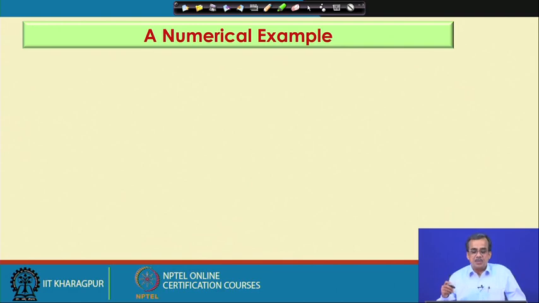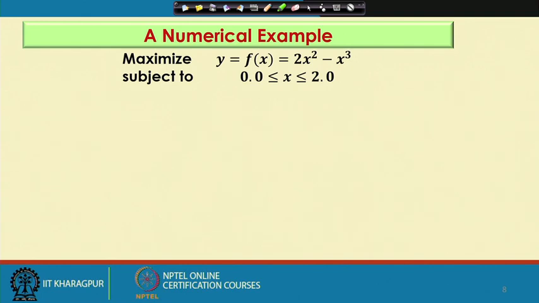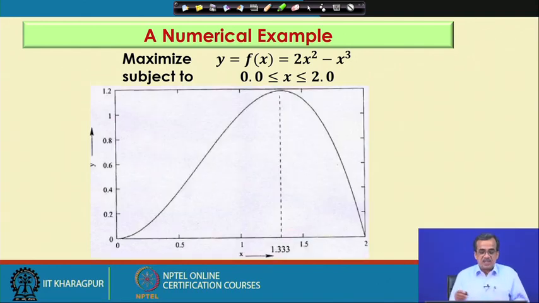Now, I am just going to solve one numerical example just to explain the working principle of this particular method. So, let me take the numerical example like this: maximize y equals f of x, that is 2 x square minus x cube. So this is the objective function which I will have to maximize, subject to x lying between 0 and 2. Now, this is nothing but the function plot.